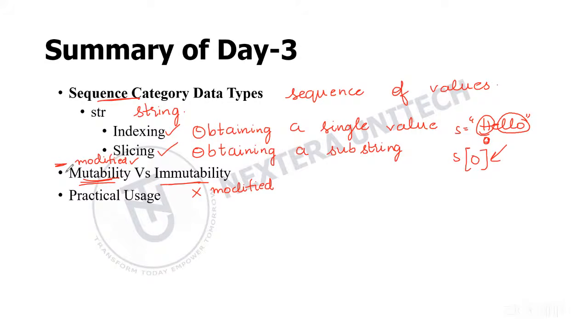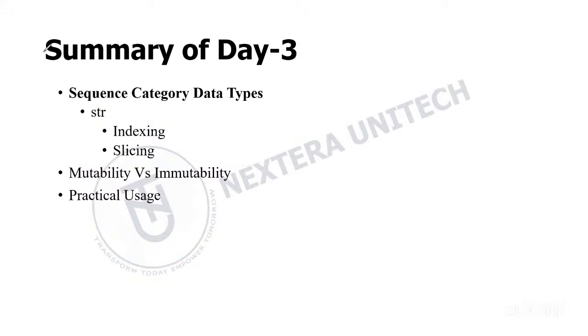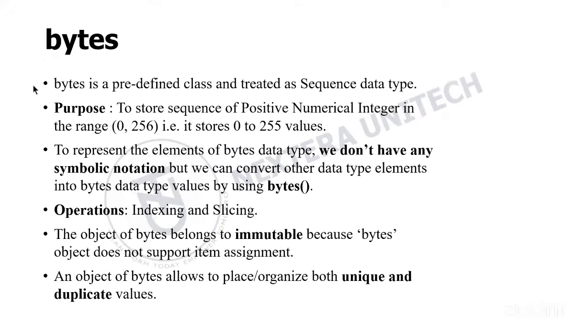The other remaining data types in the sequence category are bytes, bytearray, and range. Today we are going to learn about these data types in the sequence category. So moving on to the day 4 topic. Firstly, bytes. This is a very interesting topic.